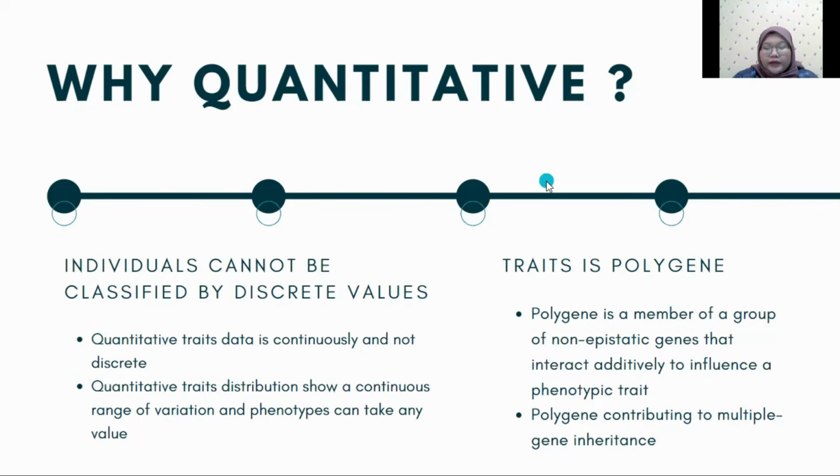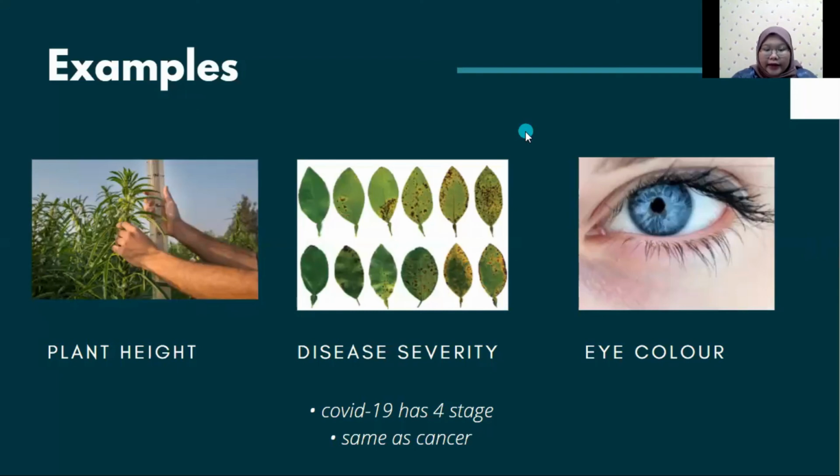The second reason why traits are quantitative is because the trait is a polygene. Polygene is a member of a group of non-epistatic genes that interact additively to influence a phenotypic trait. And polygene also contributes to multiple gene inheritance. For example, the plant height and the disease severity. For the example of disease severity, COVID-19 has four stages, same as cancer. And the last one is eye color.